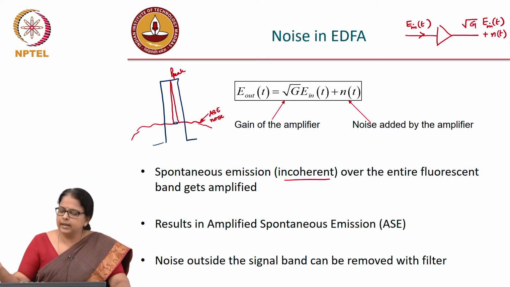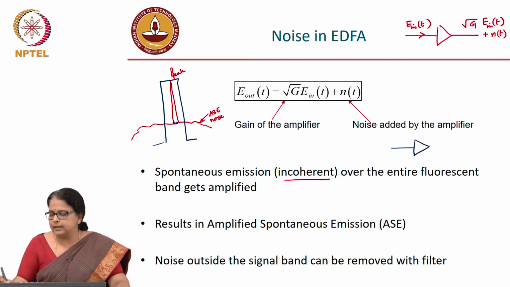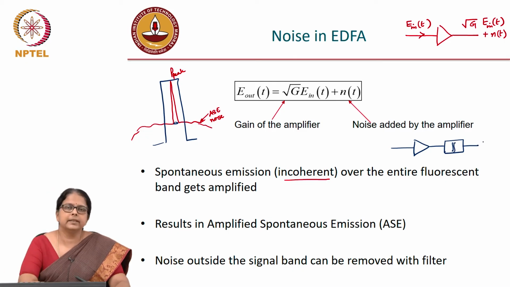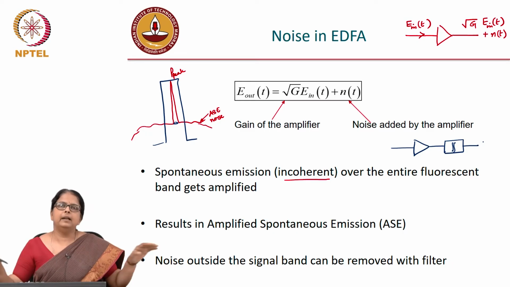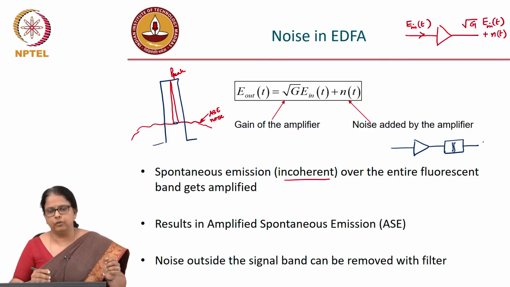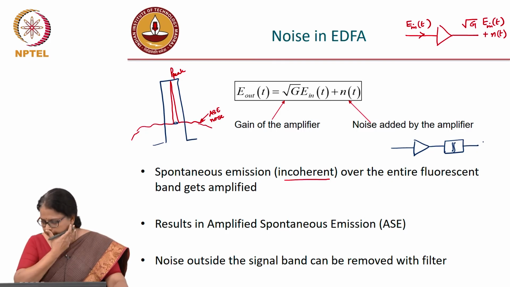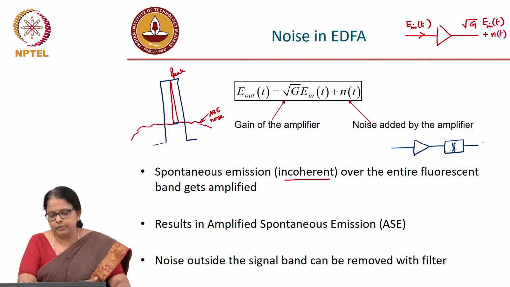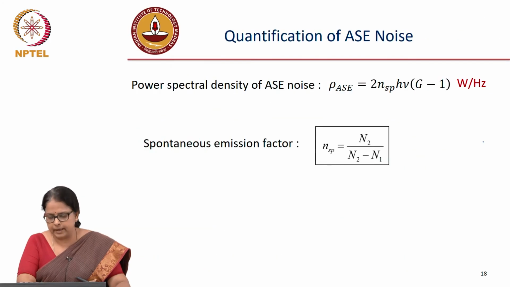It is a given that all EDFAs come with filters which are not only for gain flattening. Now, it will also have a filter corresponding to the signal band, so that you are eliminating all the noise added out of band, right. So, now what we are going to see is the influence of this in-band noise. So, the first thing to understand is the power spectral density of this amplified spontaneous emission noise.